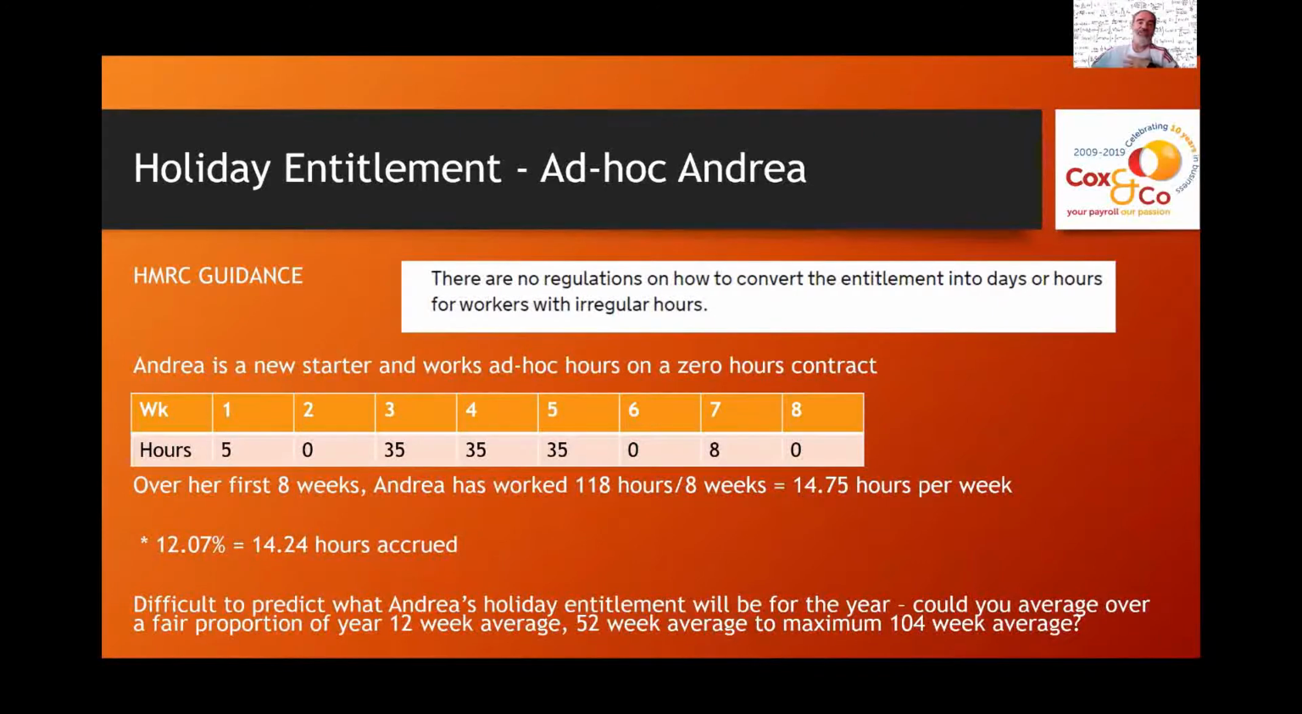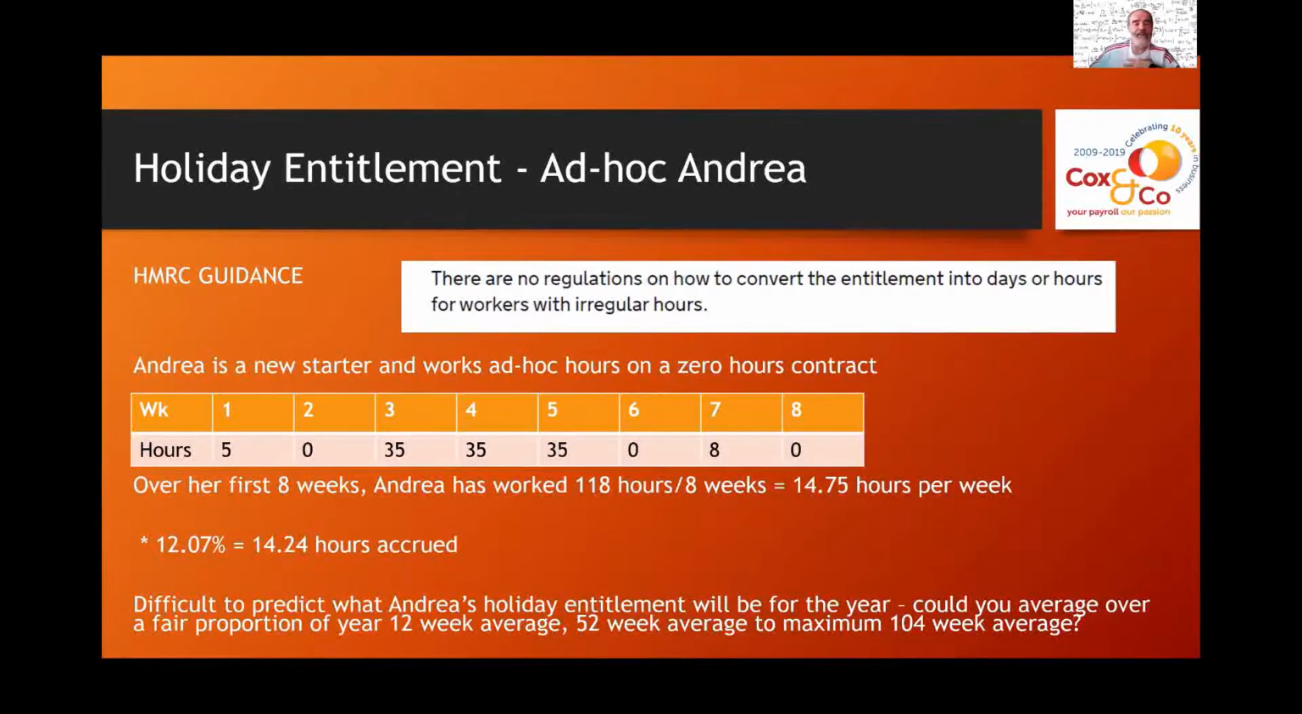Someone has just joined you, they're going to work irregular hours. You don't know how many irregular hours they're going to work. You can't even guess, especially in the current climate, when you don't know what you're going to do from one day to the next, potentially. Things are constantly changing. And this is where we start to fall back on the old ways of doing it.